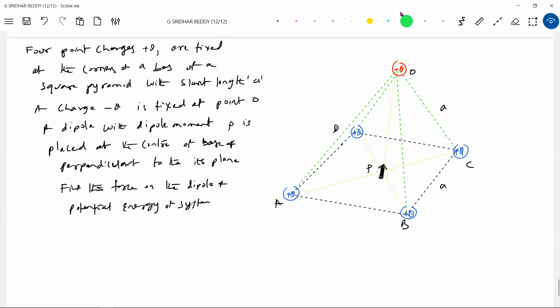Okay, it's asking to find the force on the dipole and also the potential energy of the system. Now look at this. Can these negative charge and positive charges make a dipole? The height of the pyramid is given as a by root 2.